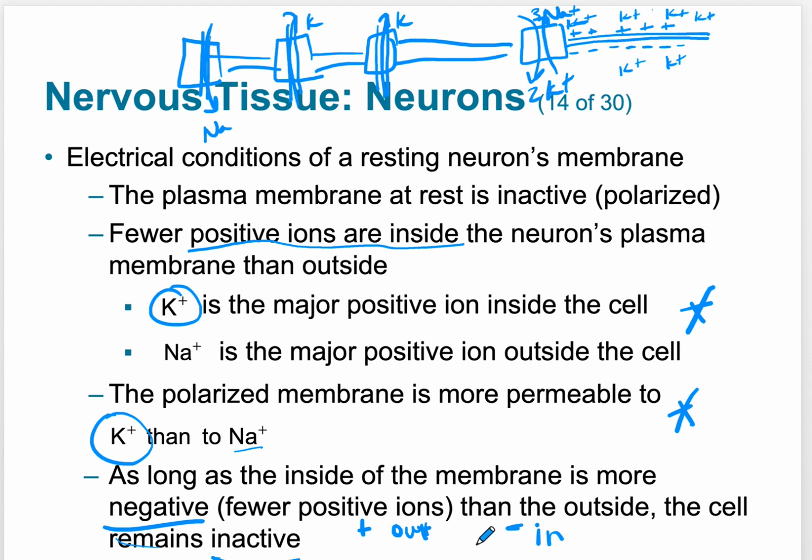When you flip the charge, when you cause the inside to become more positive than the outside, that is what we call an action potential. And that's when you can allow something to happen. And like I said, we've already kind of talked about that when we talked about muscles.